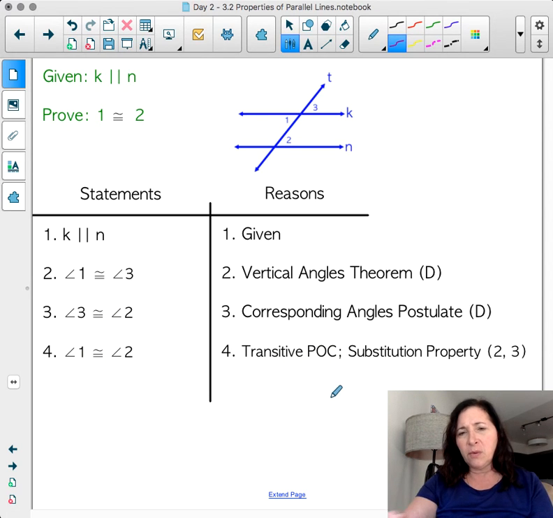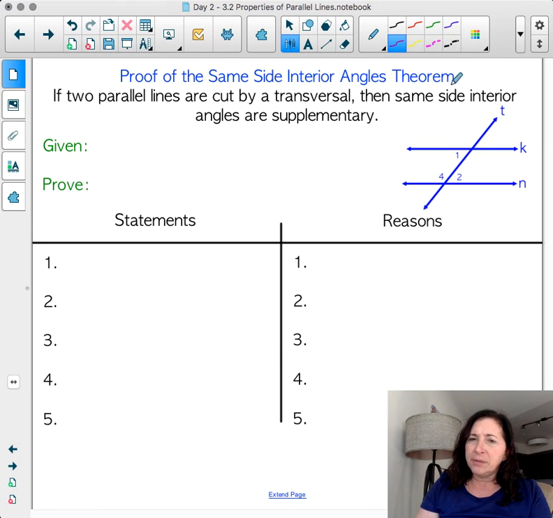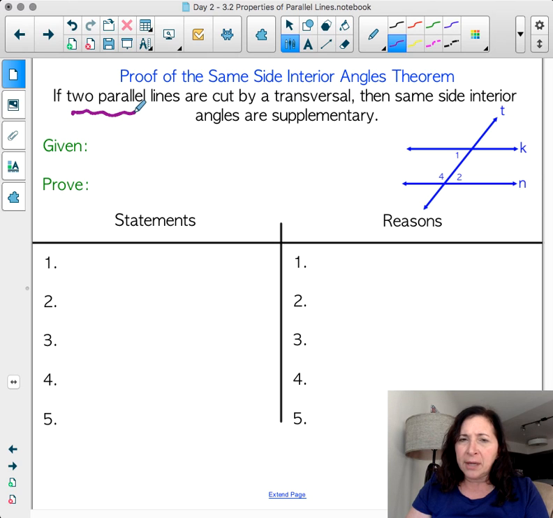And what I have here also is just logic, the reasons for my statements. So here's a proof of the same side interior angles theorem. Again, I have two parallel lines that are cut by a transversal. So right off, I know that these lines are parallel. I'm trying to prove that the same side interior angles are supplementary, meaning angle 1 plus angle 4.